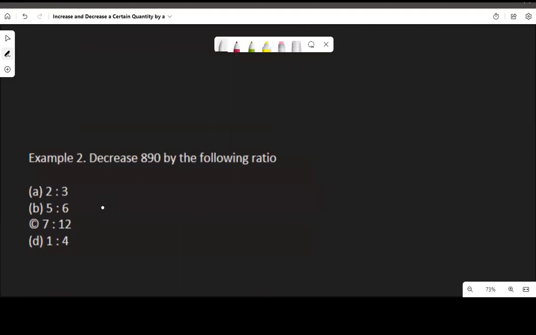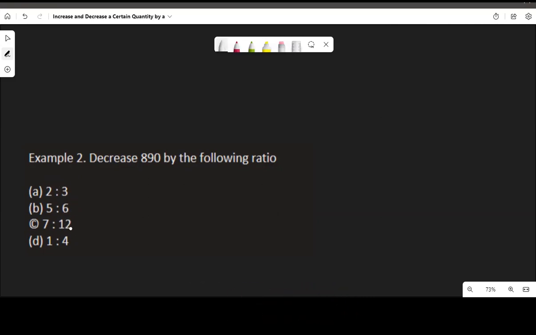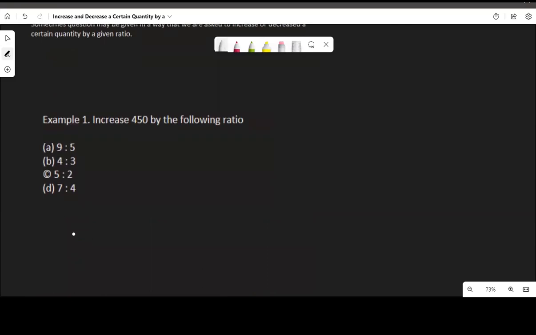Like example 2, we have to decrease 890 by the following ratio. You can see that in this case, the second number is bigger. 3 is bigger than 2, 6 is bigger than 5, 12 is bigger than 7, and 4 is bigger than 1. So the point I'm trying to make is that when increasing a quantity, the number that comes first in the ratio is usually bigger than the last one. So with that, let's answer this question.